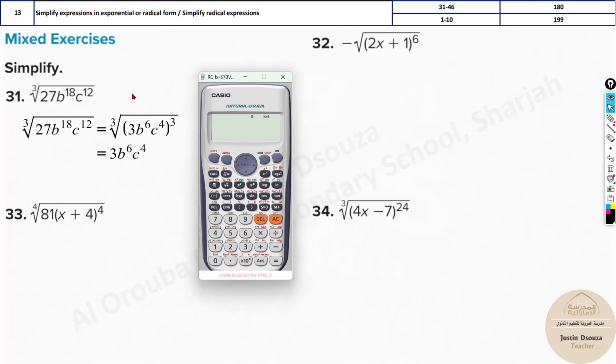In your calculator, all you need to do is assume values for the variables. I will assume b to be 2 and c to be 3. Then all you need to do is substitute. Press shift, then press this symbol, and you will get the cube root. 27 multiplied by b, which is 2 to the power 18, and c, which is 3 to the power 12. Now the answer is 1552. Same thing you must get over here. Let's check: 3 into b, which is 2 to the power 6, and c, which is 3 to the power 4. The answer is 1552.